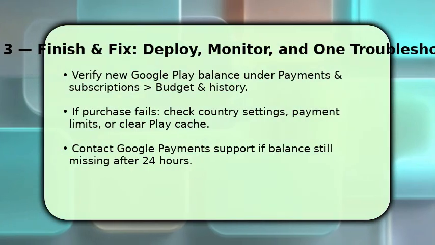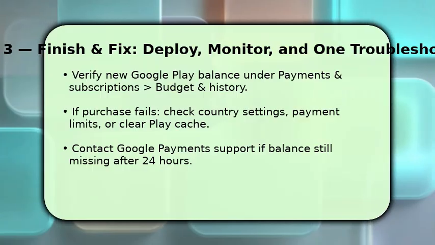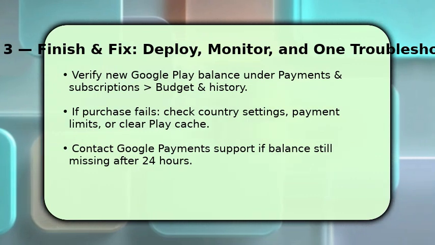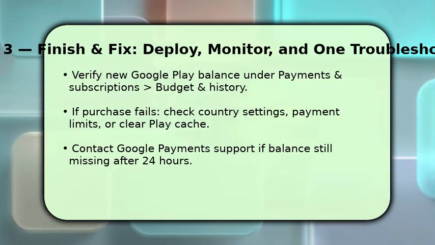Finish by confirming your updated balance. Go to Payments and Subscriptions, then Budget and History to see the amount. Once done, you can use that balance for apps, movies, or in-app purchases.